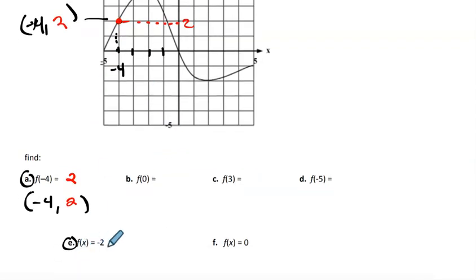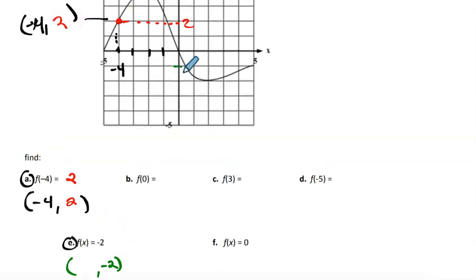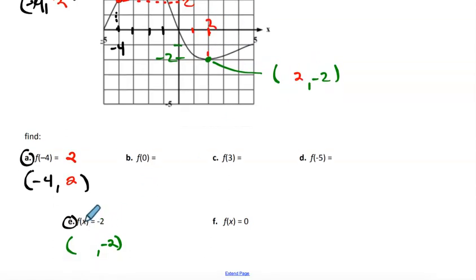Or f of x equals negative 2. Well, as a coordinate, there's an x and y. I don't know what x is. The y value is negative 2. What's x? So here's 1, 2, here's negative 2 on my y. And if I run across, this coordinate right here has a y value of negative 2. Well, what's the corresponding x value that goes with it? Well, the x value is 2. So what's x when y is negative 2? 2. So x is equal to 2.